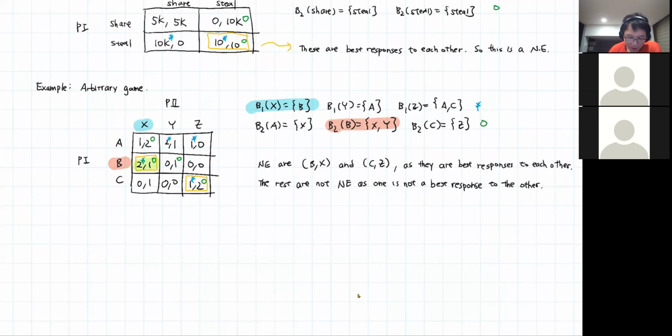Will it end up with BZ? No, they will not end up with BZ. Both of them get 0, so they could always improve on that. So they will never end up with BZ. It will always be either BX or CZ.